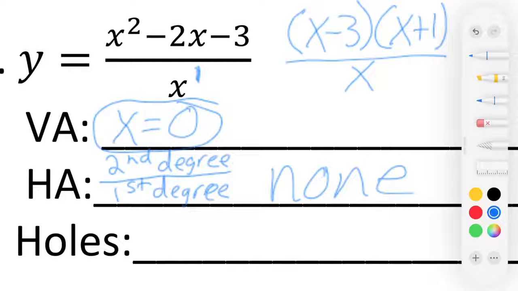Our holes, again, is dependent on whether we have common factors. We have no common factors. We have nothing to cancel out when we factored up here. So we have no holes, or none.